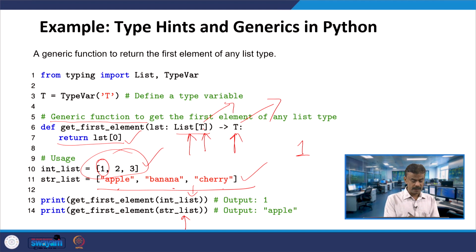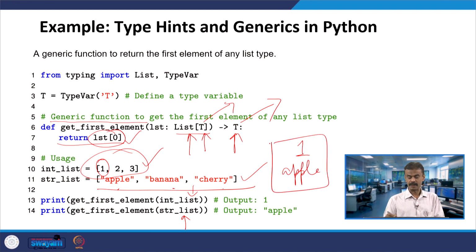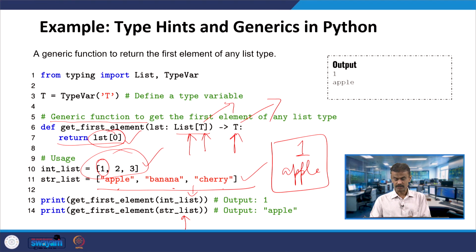You are trying to return list[0], that means the 0th index. What is the 0th index? Apple. So, the next output I have to get is apple. This is the output I will get when I run the code.